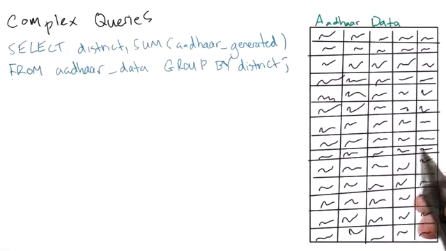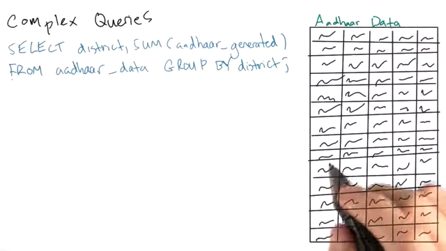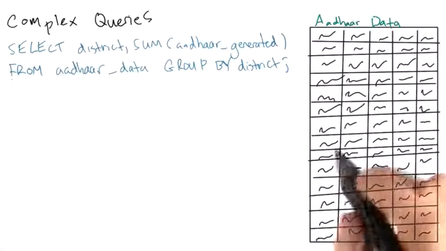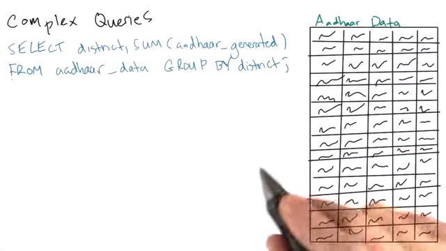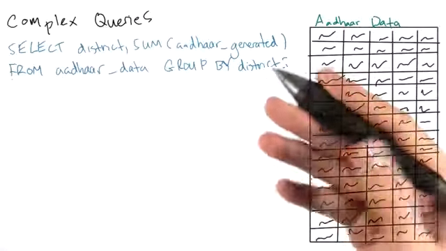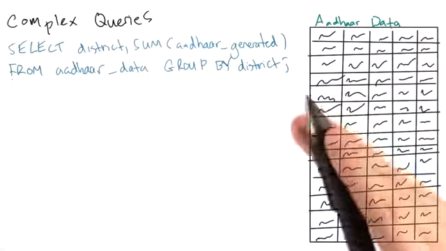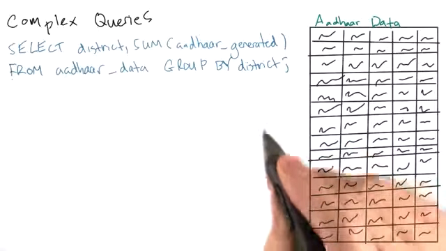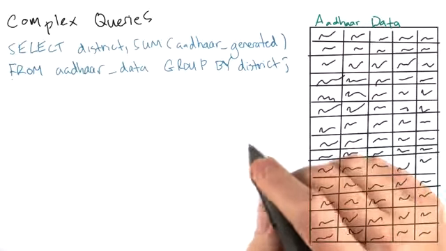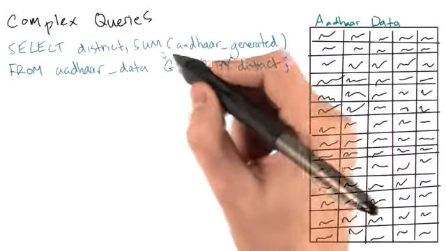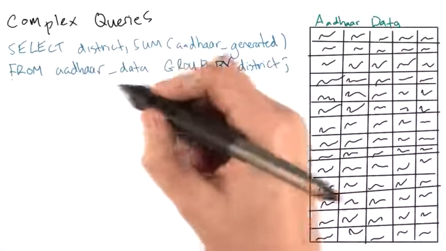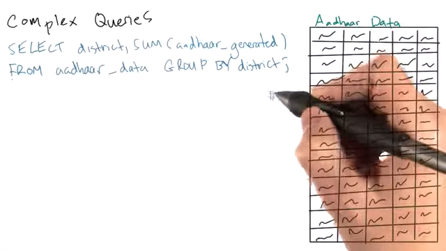The last thing that I want to quickly discuss are some functions that usually exist in query languages like SQL, such as group bys and aggregate functions. So let's say that I wanted to create some transformed version of my data. For example, what are the total number of enrollments per district? I could write something like this. Select district, sum Aadhaar generated from Aadhaar data, group by district.